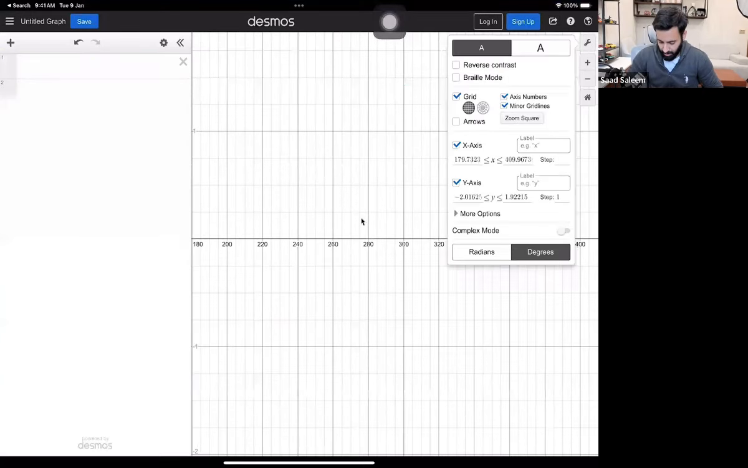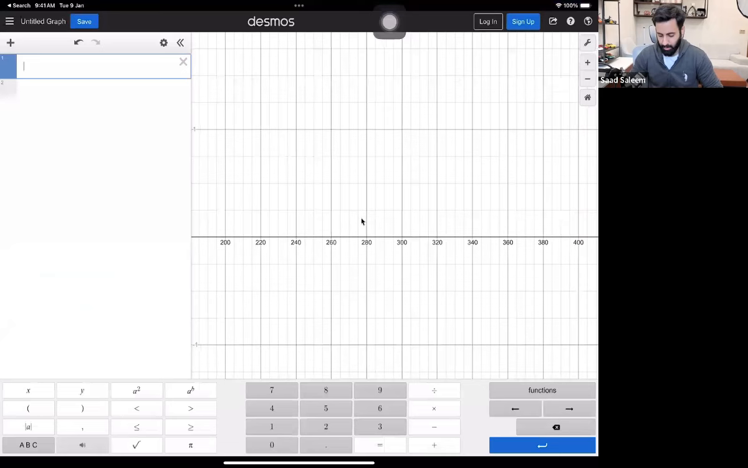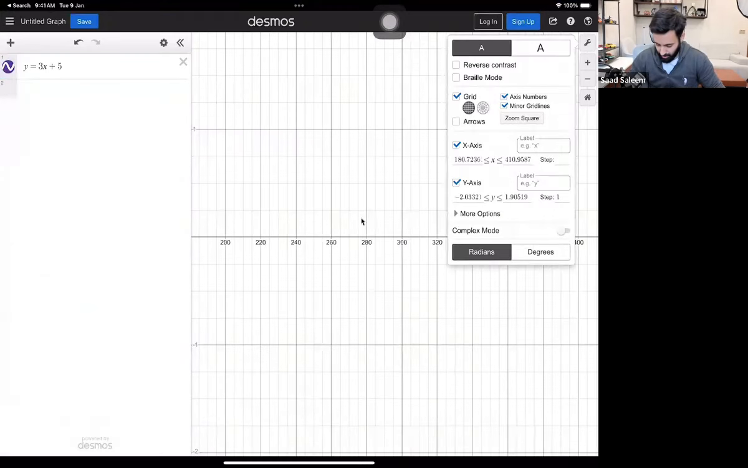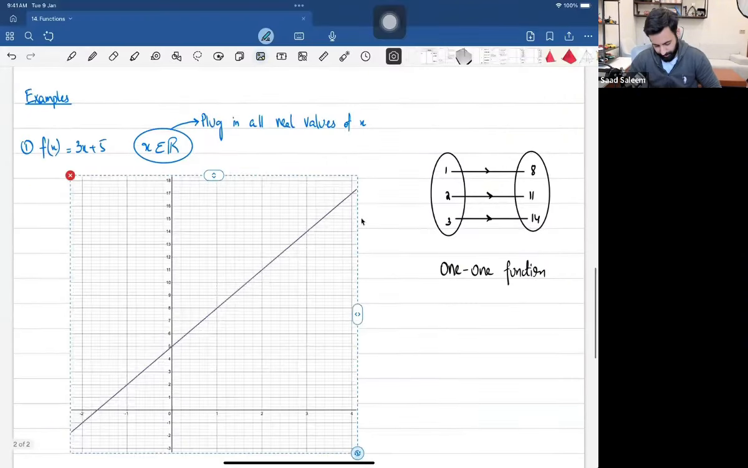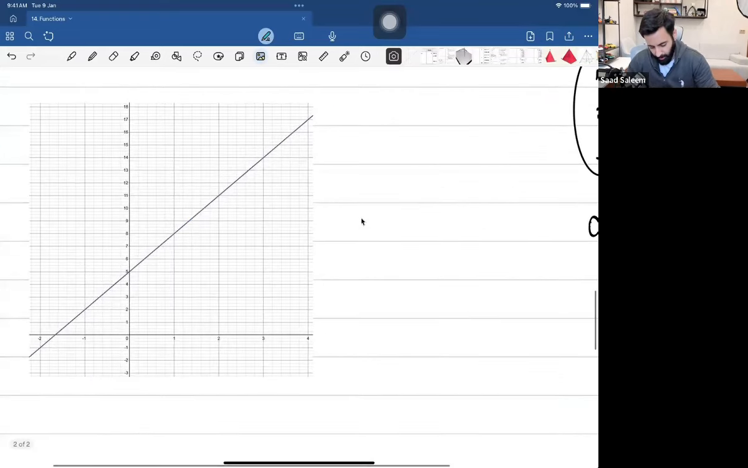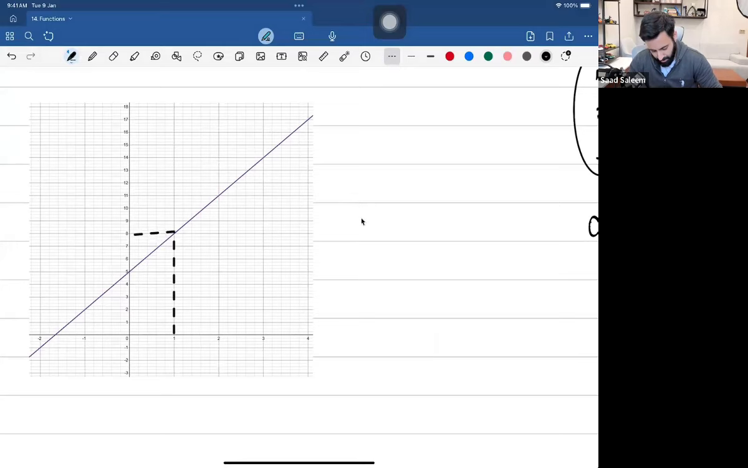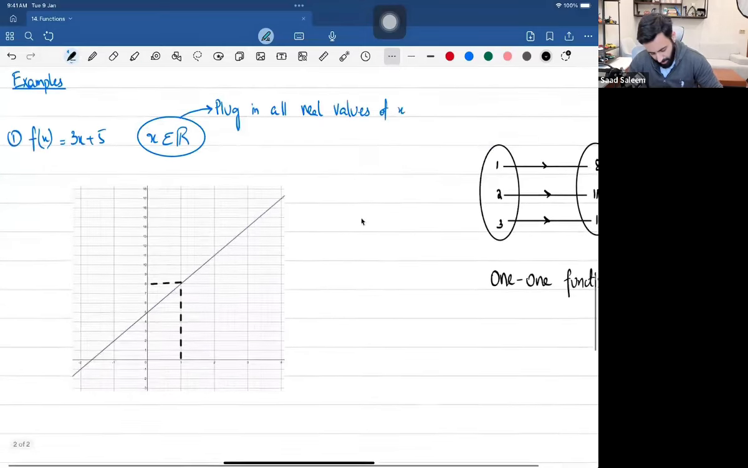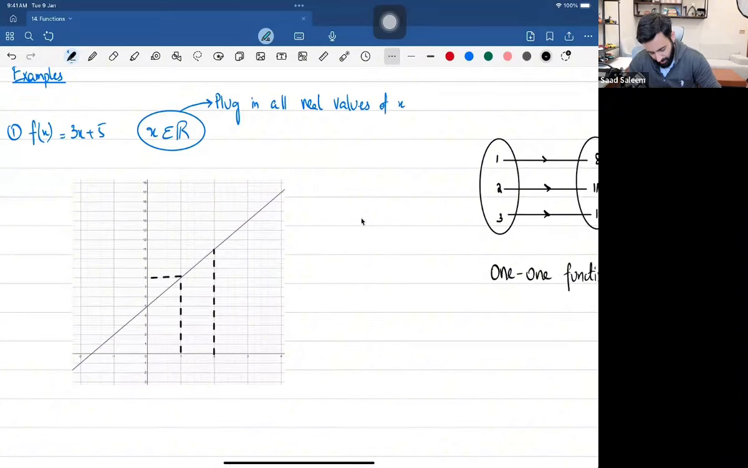So f of x or y is equal to 3x plus 5. There we go. This is the graph of a one-to-one function. And you can see that if I plug in 1, what do we get? I know it's kind of obvious, but let's look at it anyway. If you plug in 1, you get 8. If you plug in 2, we get 11. And if you plug in 3, we get 14. Kind of obvious.